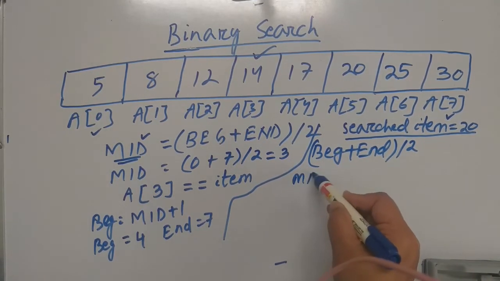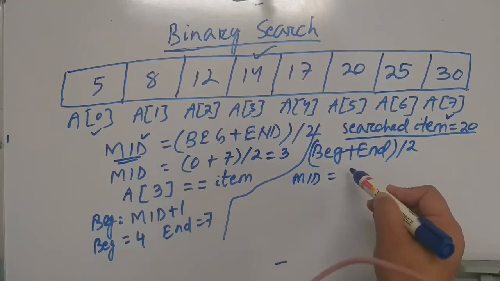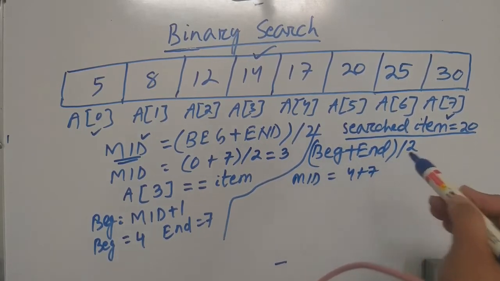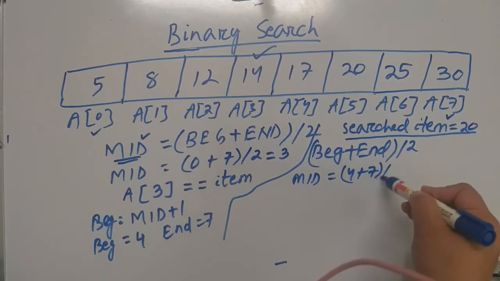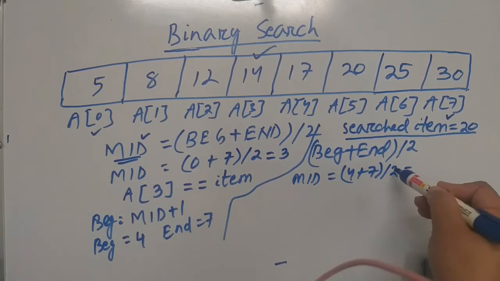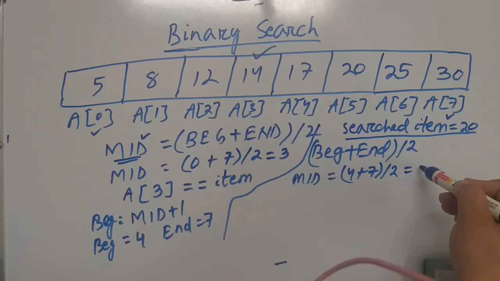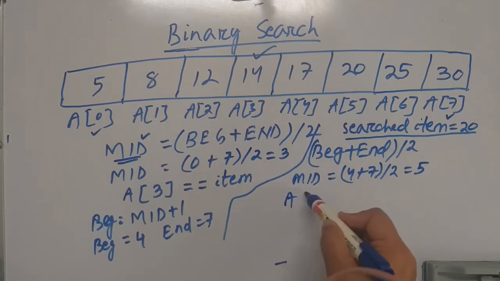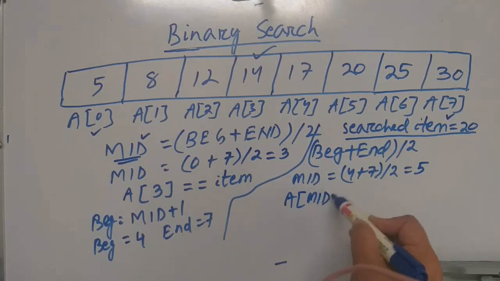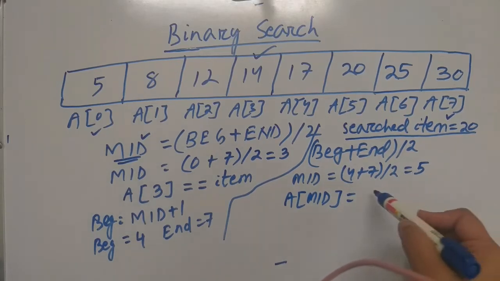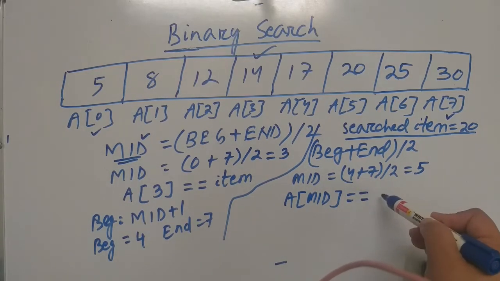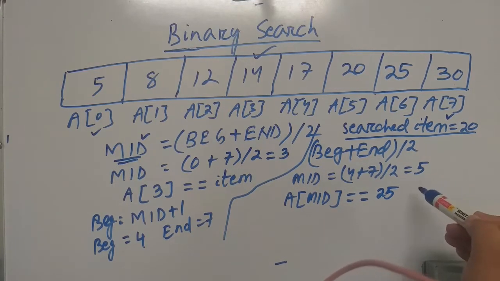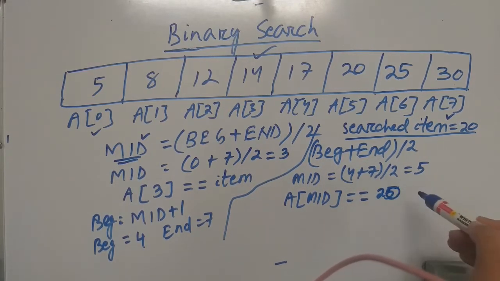Next mid is equal to begin, which is 4, plus end, which is 7, then divided by 2, which is 11 by 2, which is 5 point something, and here we are taking the mid position element as 5. Then we check whether the mid position element is equal to 25 or not. Sorry, it is 20, not 25.